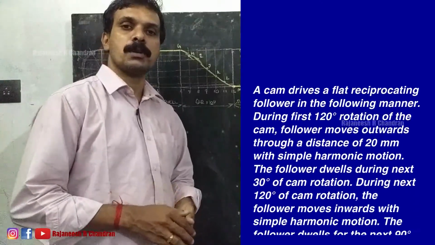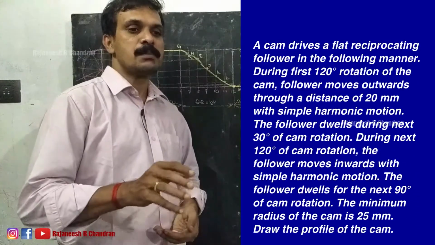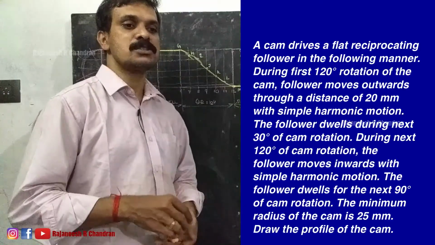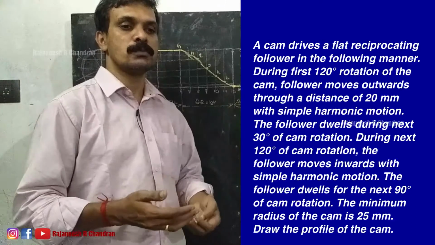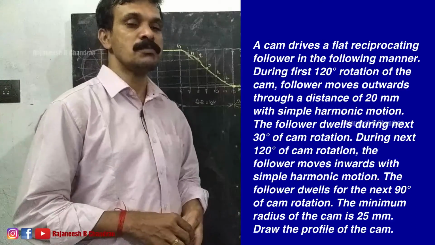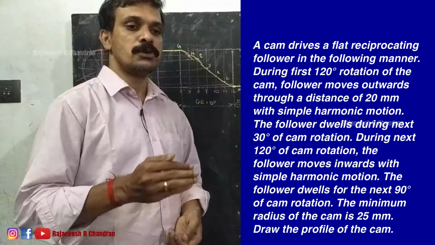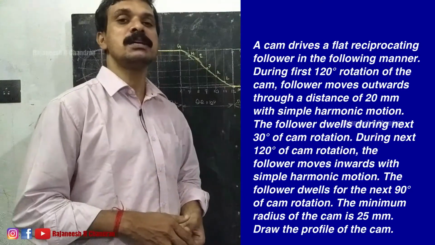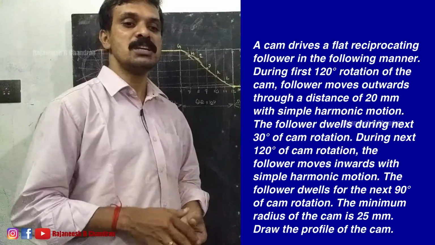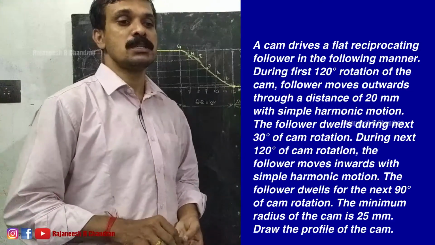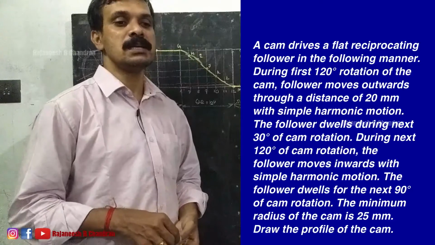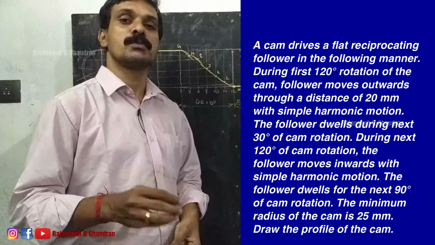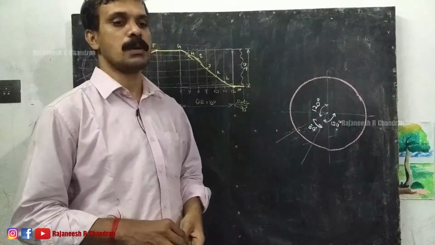You can see the problem right now on your screen. A cam drives a flat reciprocating follower in the following manner. During the first 120-degree rotation of the cam, the follower moves outwards through a distance of 20 mm with simple harmonic motion. The follower dwells during the next 30 degrees of the cam rotation, and during the next 120-degree cam rotation, the follower moves inwards with simple harmonic motion. The follower dwells for the next 90 degrees of cam rotation. The minimum radius of the cam is 25 mm. Draw the profile of the cam. So this is the problem.